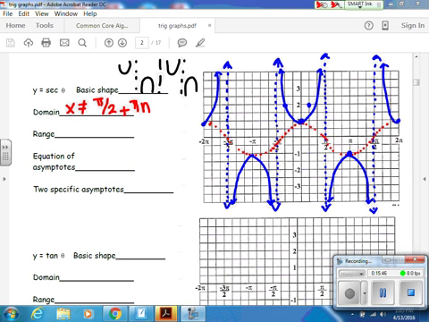Now, what about the range? All except 1 through, yeah, it's never going to be there between that -1 and 1, right? It's -infinity up to -1, and it does include -1. It touches -1. But then it jumps over to +1 and goes off to positive infinity.